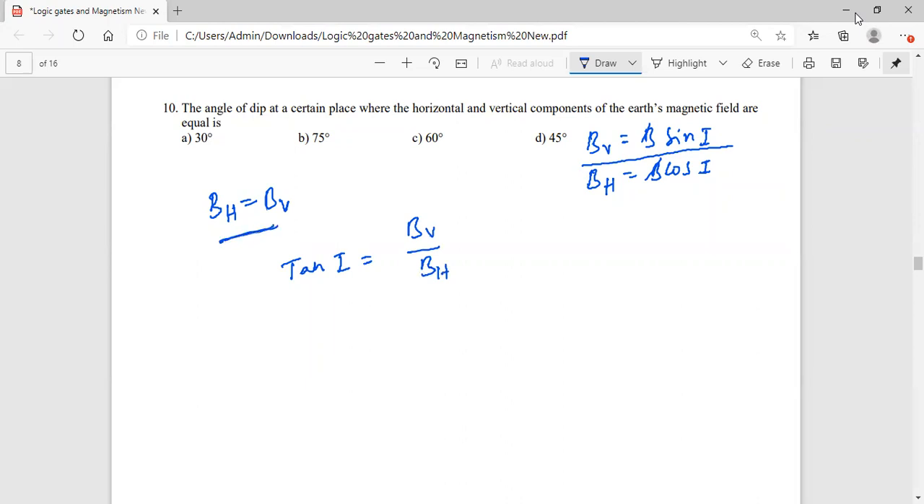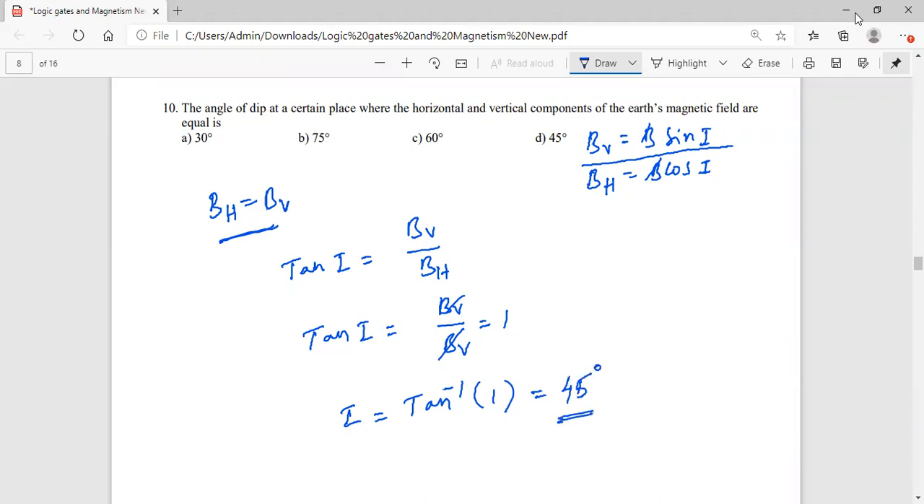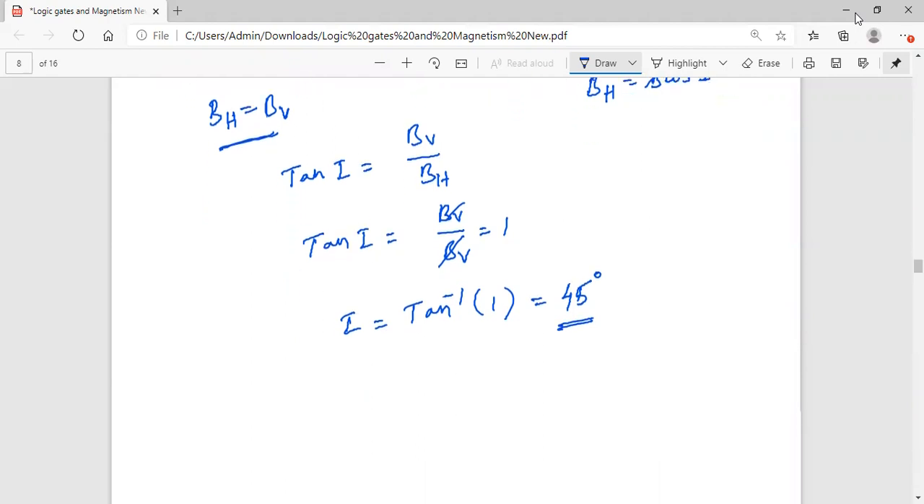But it is given that BH is equal to BV. Therefore, tan I is equal to BV by BV, or BH by BH, which cancels, and it is equal to 1. The angle of inclination is equal to tan inverse of 1. Tan inverse of 1 means 45 degrees. The angle of inclination is equal to 45 degrees. That is option D. Option D is the correct answer.